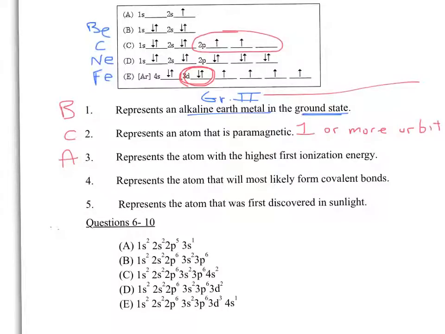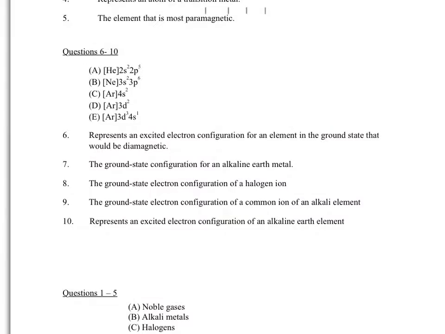That's the problem. All right, so we're going to skip to this. Number 6 represents an excited electron configuration for an element that in the ground state would be diamagnetic. Now, this is a good question. All right, so let's just talk about what each one of these would be.